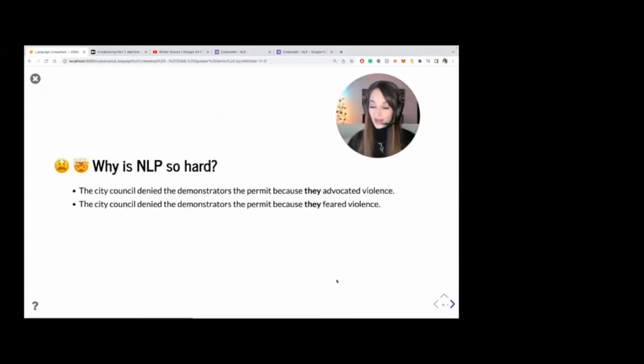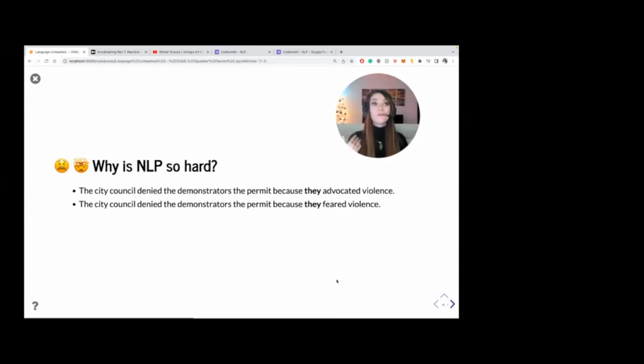Another example, I want you guys to tell me what they mean in each sentence. The first sentence is: the city council denied the demonstrators the permit because they advocated violence. And the second sentence is: the city council denied the demonstrators the permit because they feared violence. In the first sentence, it means the demonstrators, or it depends, it could be the city that is advocating violence.